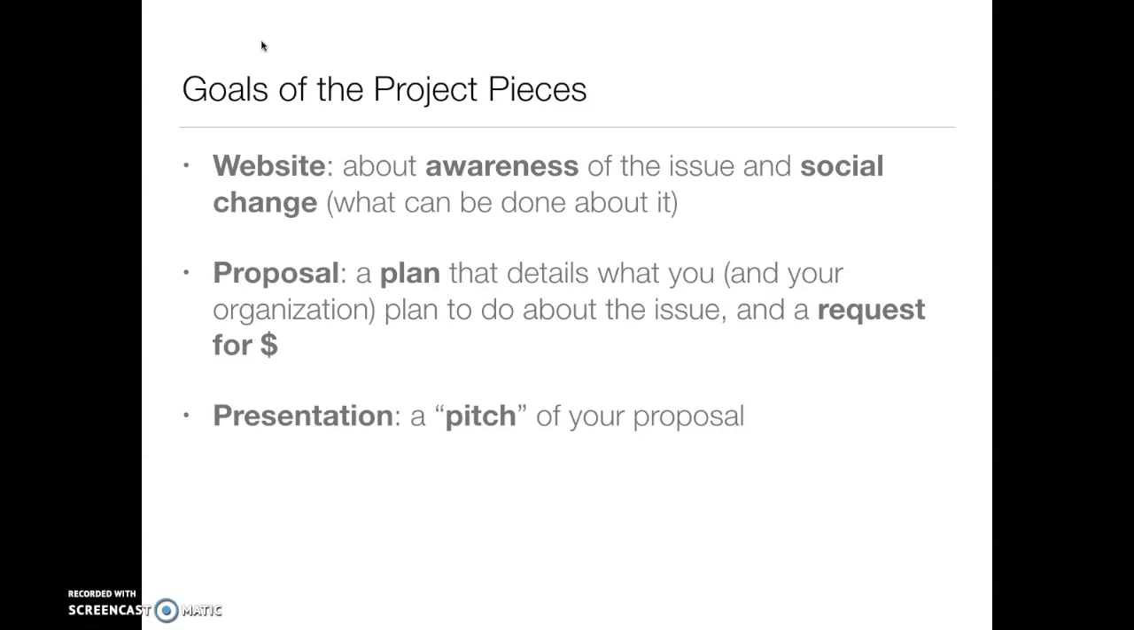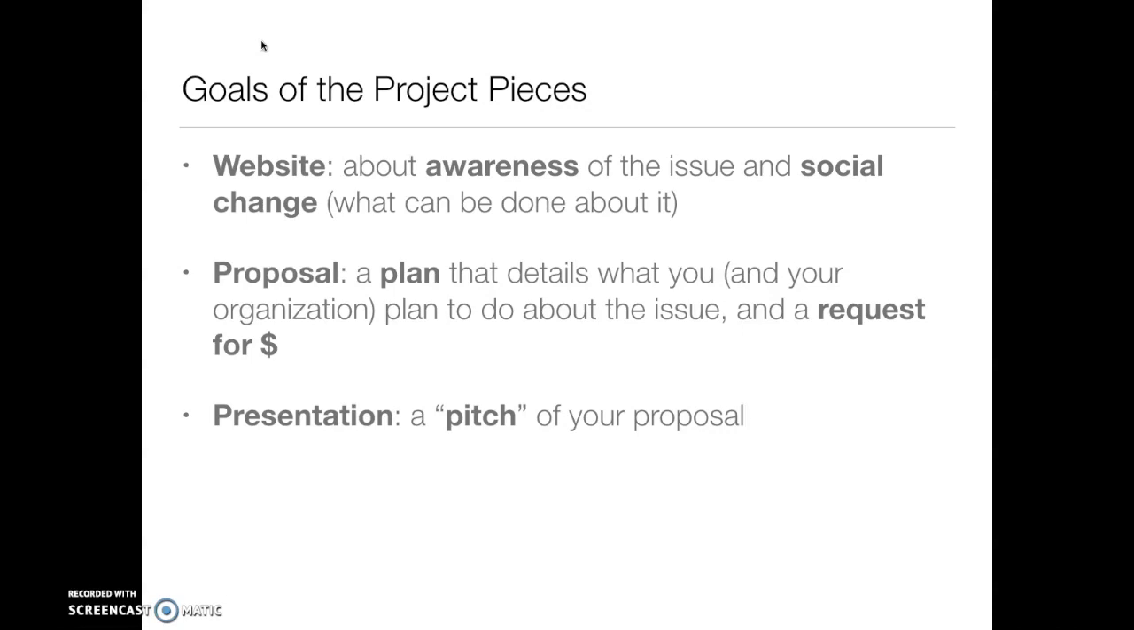The proposal paper is a plan that details what you and your organization plan to do about the issue, and it's a request for money. Remember that you do not need to have your idea for what you're going to do yet, but after spring break is when you want to get kind of serious about that. So it might be worth talking about, especially as you explore what actions you can take, or what the greatest needs of my group of people are.